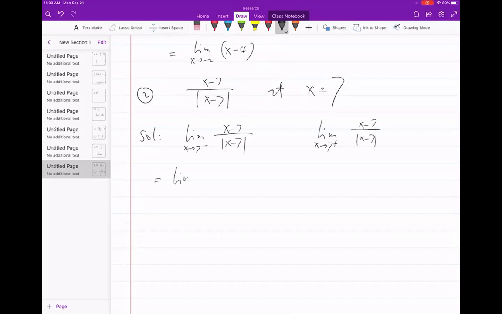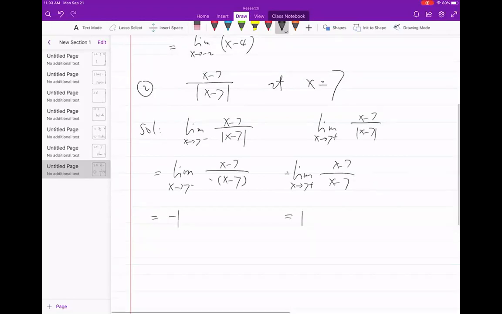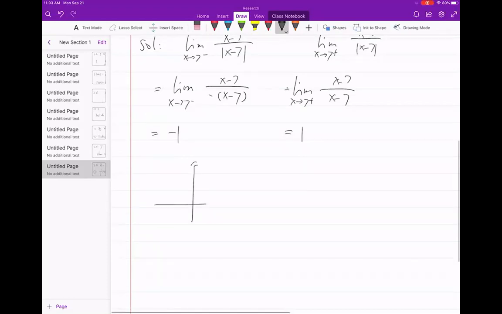On the left, we should take the negative of this. On the right, we should take the positive. So we have 1, we have -1. That means on the left it's -1, on the right it's 1. Maybe a hole here, maybe something continuous here. Can you see it's not a hole? It's a jump. So the second one should be n.